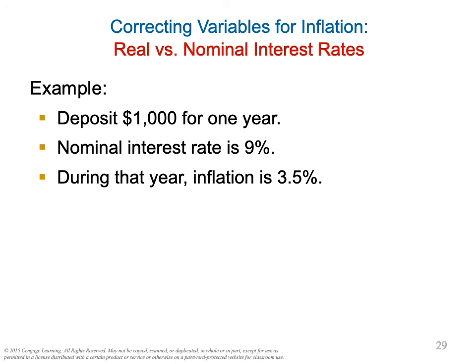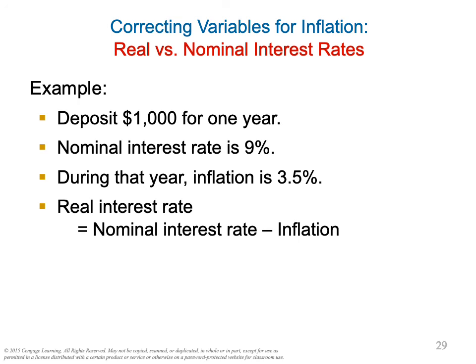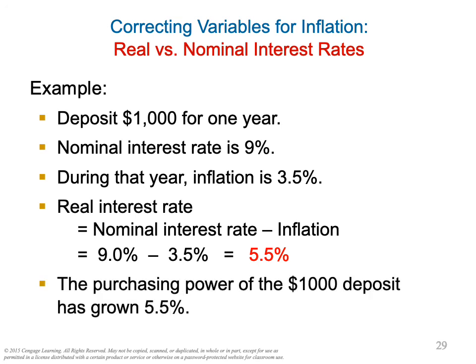But because prices in the economy rose, that doesn't mean that your purchasing power went up by 9%. It went up by less than that. In fact, the amount that it went up by is the real interest rate. And to calculate that, we need to take nominal interest rate and subtract inflation, which is 9% minus 3.5%, which gives us 5.5%. Which means that the purchasing power of your $1,000 deposit had grown by 5.5%, not 9%, even though you got 9% more dollars at the end of the year.